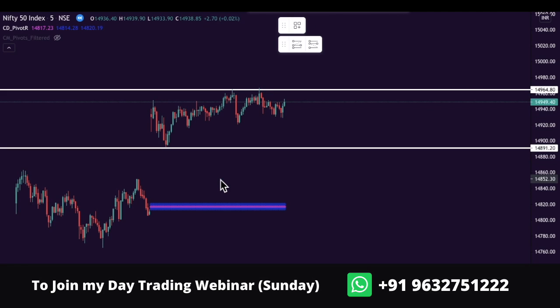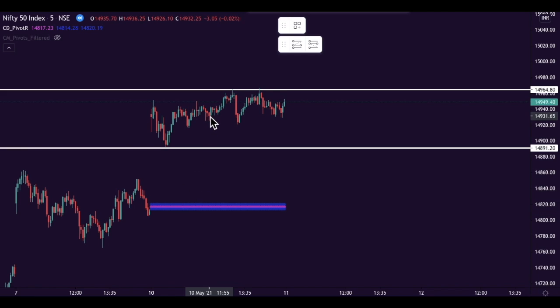So what we can notice here is the entire day the stock movement was above the CPR level. This was yesterday's CPR level, but no candle touched the CPR level, right? No candle broke the CPR level. So when no candles touch the CPR level for the entire day, we call this virgin CPR. This is the CPR, but no candle touched it. So this becomes virgin CPR for the next day.